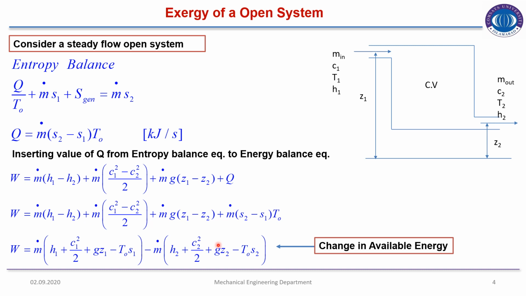So this relation represents the change in the available energy. At the inlet you have the maximum available energy. As this working fluid passes through the control volume, a certain amount of available energy is lost. To calculate the change in the available energy due to this process, you may utilize this relation. This relation will be used in the numericals as well. So the change in the available energy, or the maximum work or exergy, can be calculated with the help of this relation.